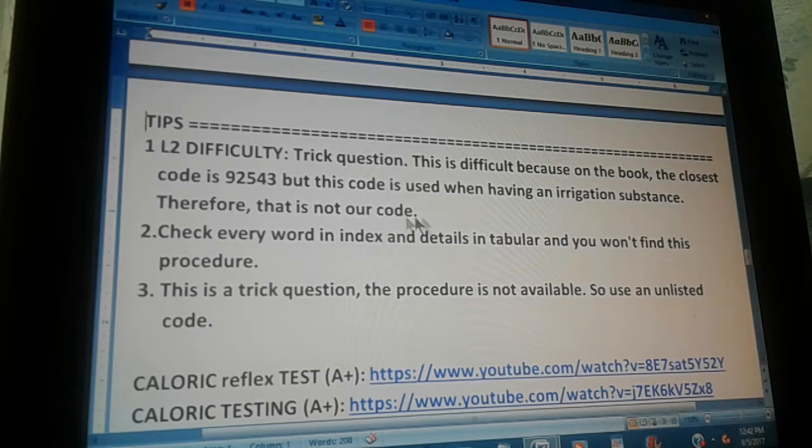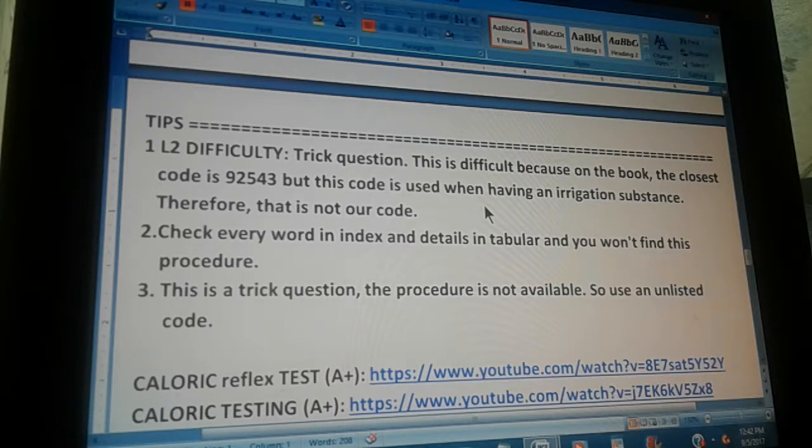First tip. Level 2 difficulty. This is a trick question, which means that it's not easy to find. What is tricky about this one? This is difficult because in the book, the closest code is 92543. But this code is used when having an irrigation substance, which we don't have. So that is not our code. So the next one.